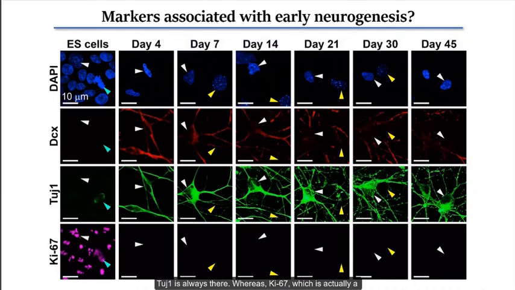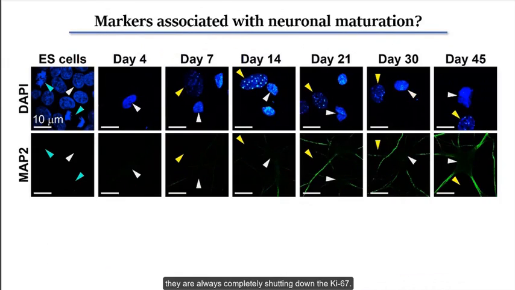Whereas Ki67, a proliferation marker, is high in stem cells. It's obvious, because stem cells divide very fast, so it's a highly proliferating stage. But as soon as you make neurons out of them, they never divide, and they always completely shut down Ki67. It's completely black.